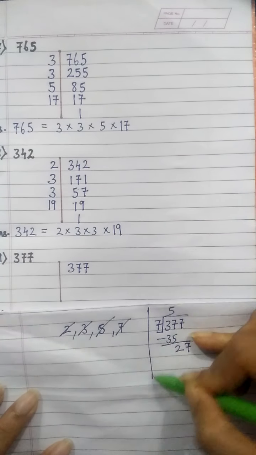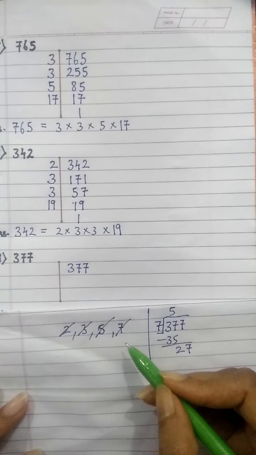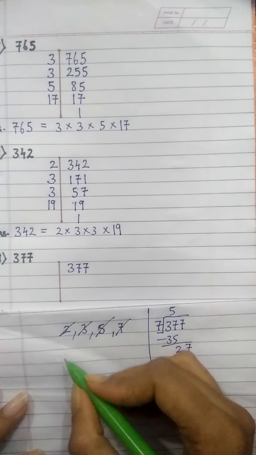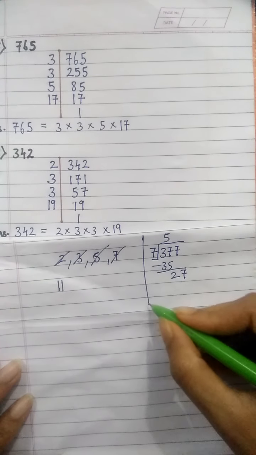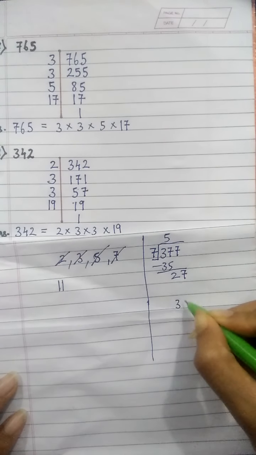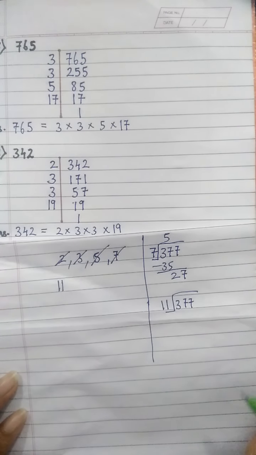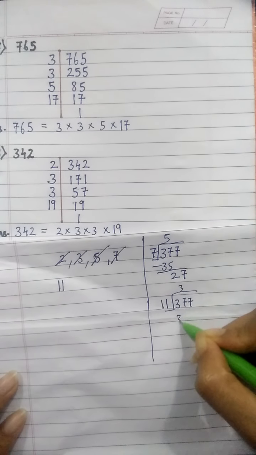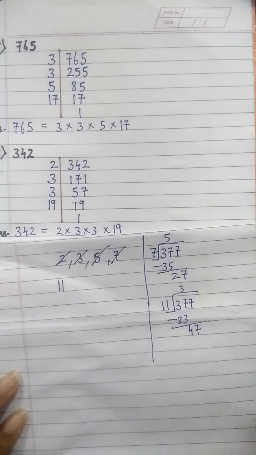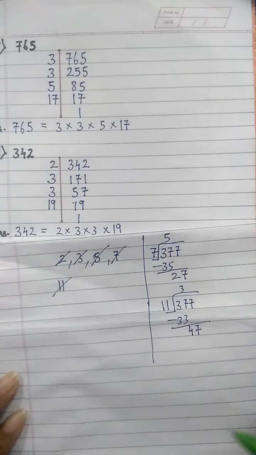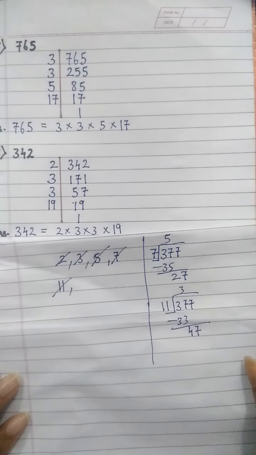So if 7 is not the prime factor which will factorize this, which is the next number we can consider? The next prime number after 7 is 11. So we will try to factorize by 11. 377 factorized by 11. You have to work out certain sums. 11 3s are 33. 7 minus 3 is 4. 47 is not coming in the table of 11. So 377 is not possible to be factorized by 11 also.